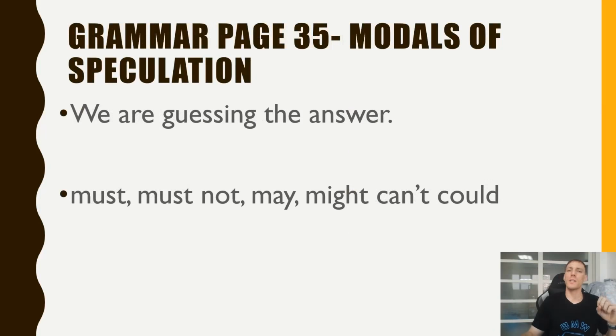And the last one, we had page 35. It was about speculation, guessing the answer of something. So we had must, must not, may, might, can't, or could. And these are all modals that I just said to speculate.